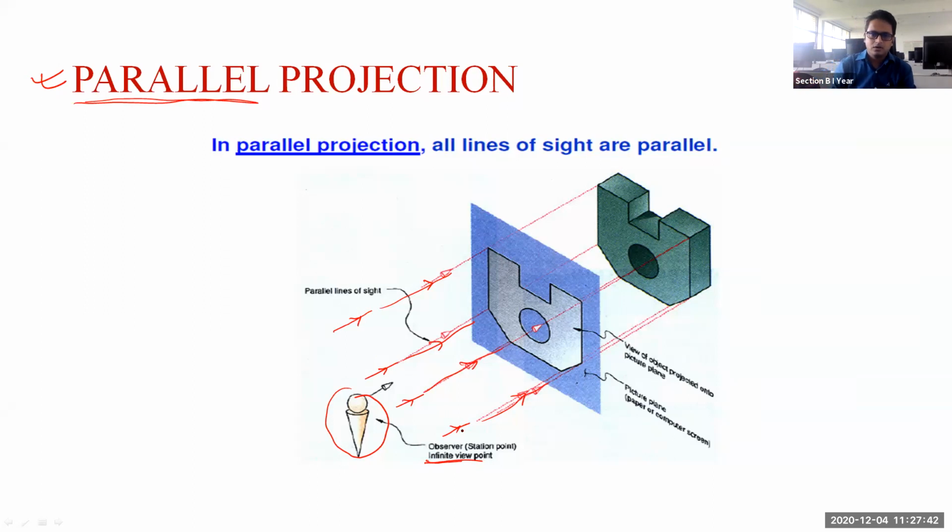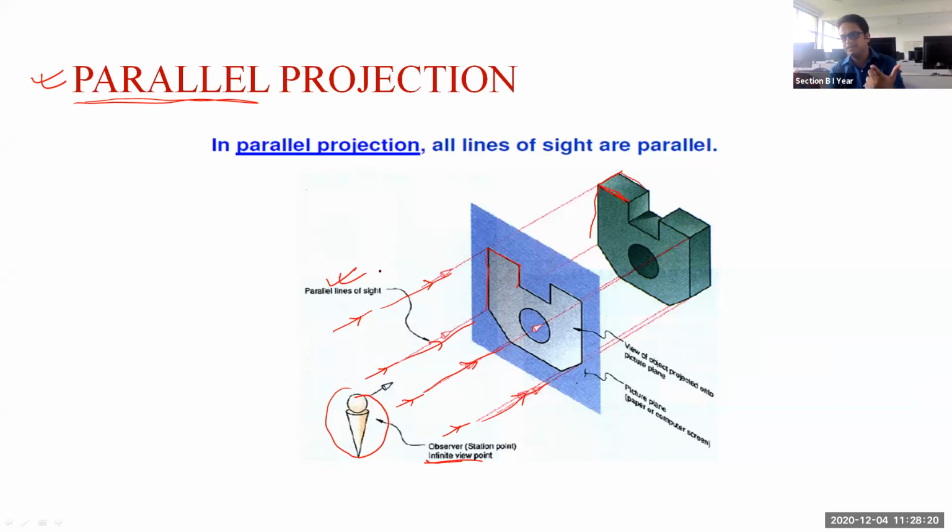Yes, very good. One student has given one observation: that the sizes in parallel projection are the same. You can see here clearly that whatever is the size of this object, the same size you are obtaining at this location also. Same size, exactly the same. And this is happening because of this parallel line of sight.